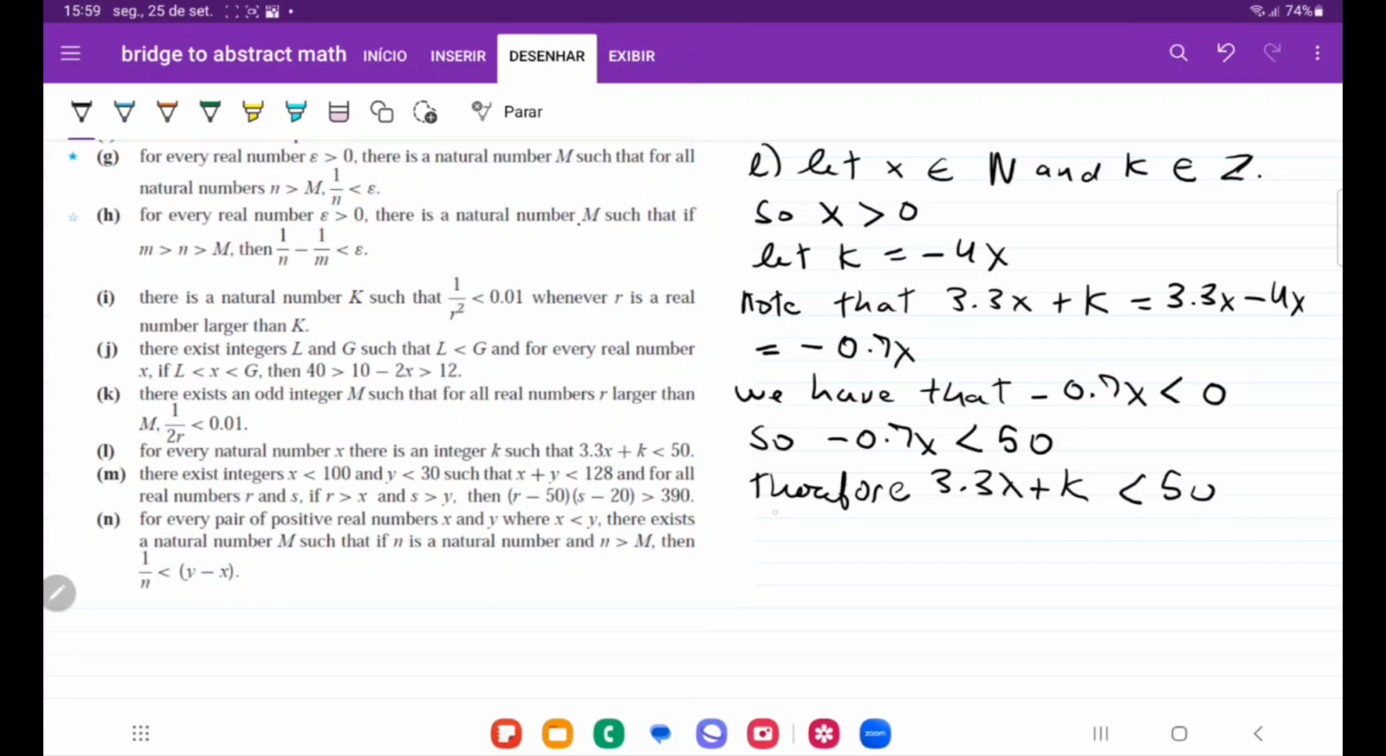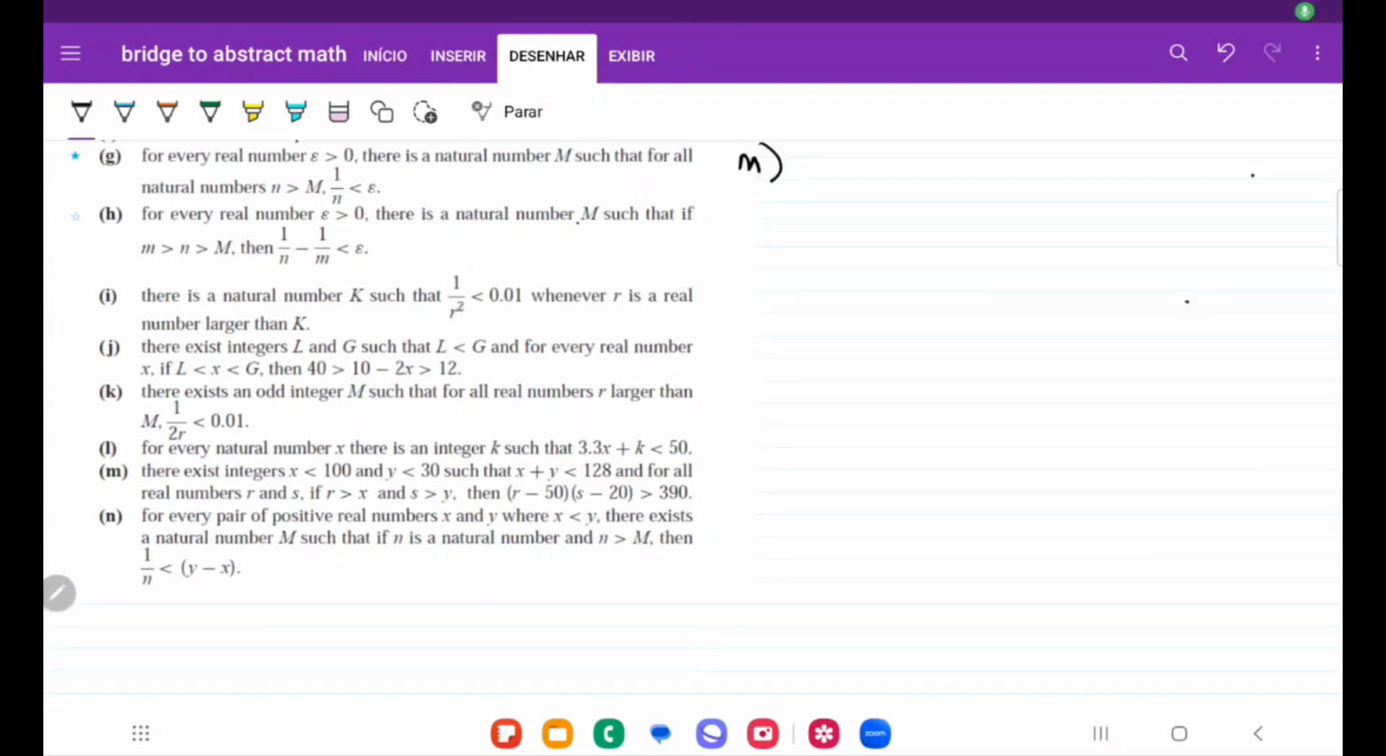And so our conclusion: thus, for every natural number x, so for all x belonging to the set of natural numbers, there exists k belonging to the set of integers such that 3.3x plus k is going to be less than 50. And that is it for item L. Now let's do item M.